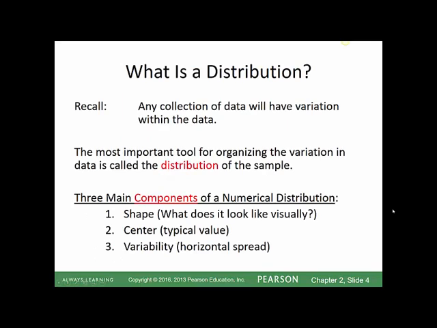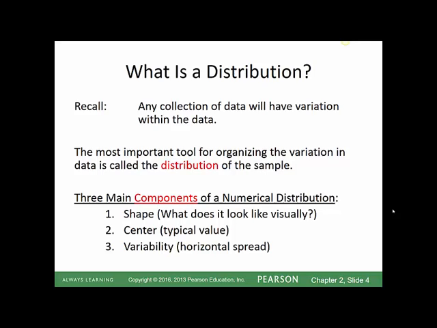One thing you want to recall from previous is that any collection of data will have variation. So we're always going to have variation within our data, and we talked about how variation is a very important part of statistics. So what we're starting to look at is what are some methods, some ways that we can look at the distribution or look at the variation. And we use a distribution as a tool for organizing this variation.